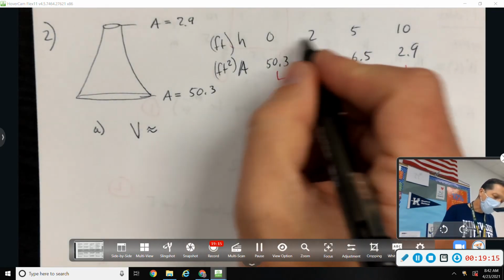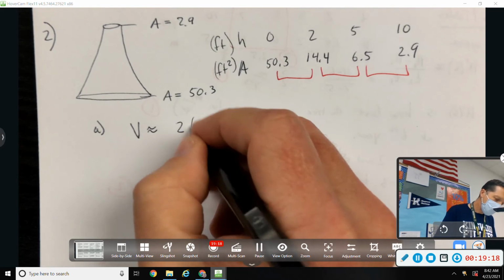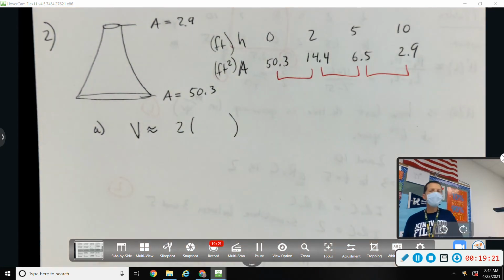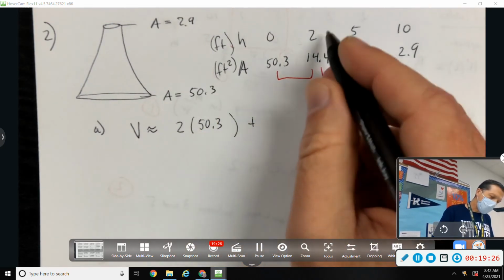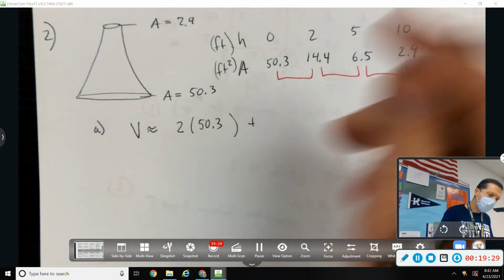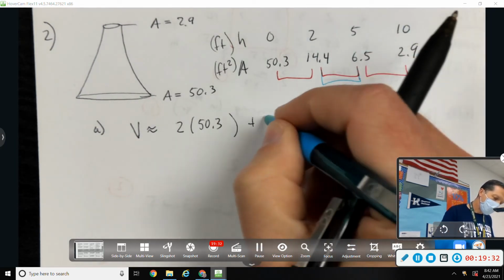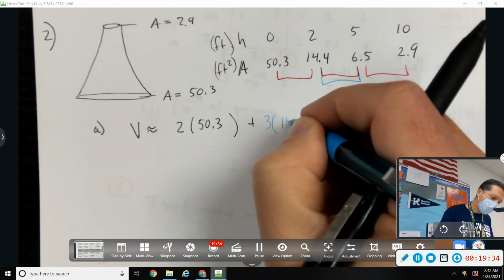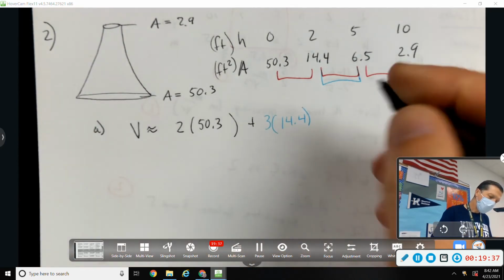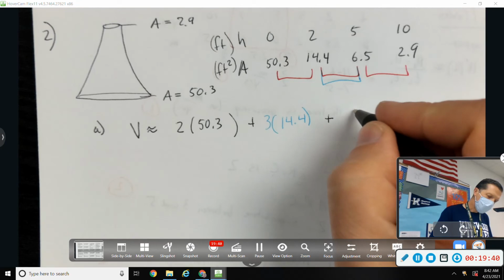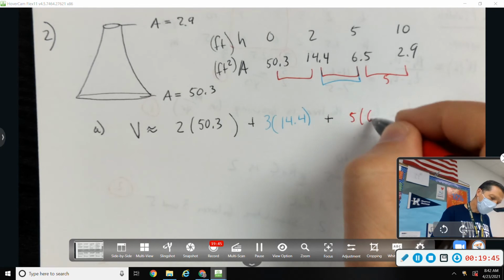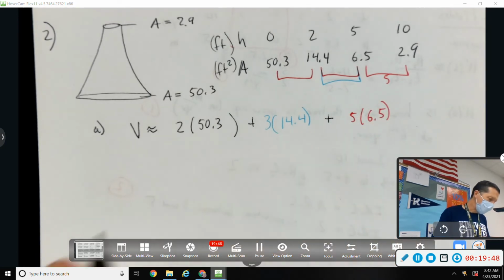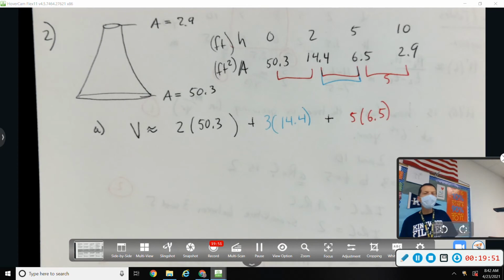So the first one is 2 wide. Which height will I use? The next one is 3 wide. And again, the left sum, 14.4. And then 5 wide. And the left height is 6.5. And you are free to leave that as well. I mean, it's a calculator problem, but safe stops are still fine.